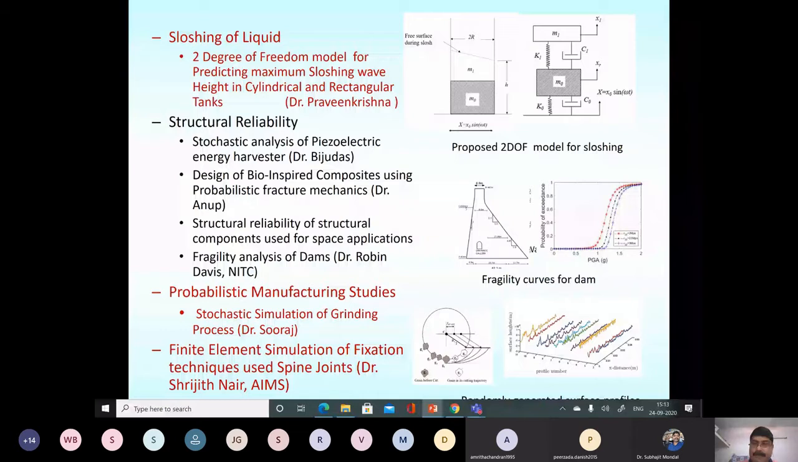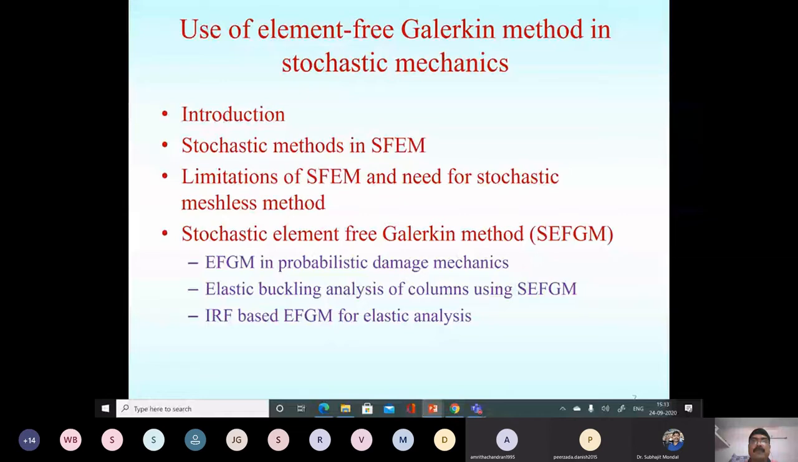Okay, so with that, we'll go to today's talk, use of element free Galerkin method in stochastic mechanics. As you have seen, most of my research interest concentrates on either probabilistic methods, stochastic methods or reliability methods. If you look at current engineering applications, most of us do not want to get into this probabilistic analysis. It makes our life complicated.